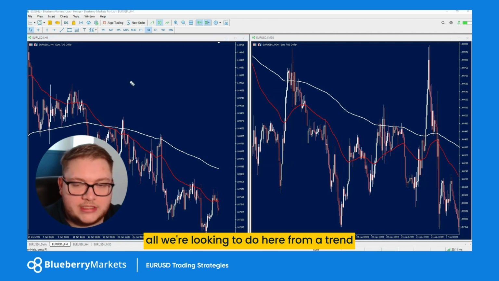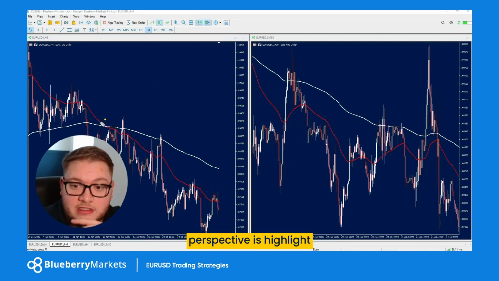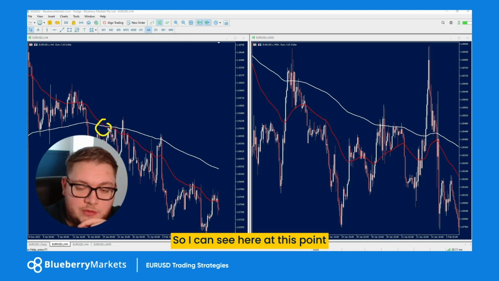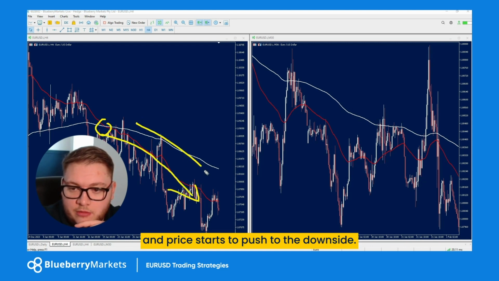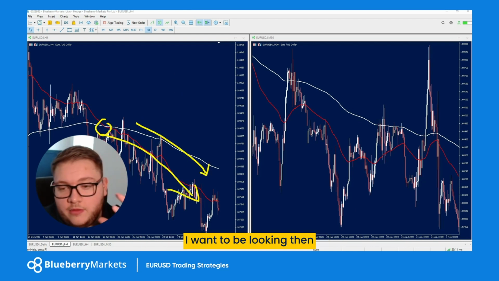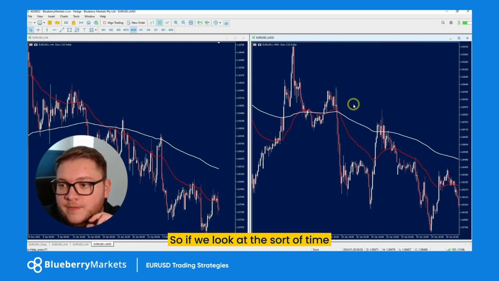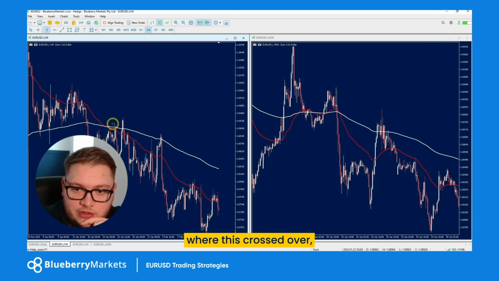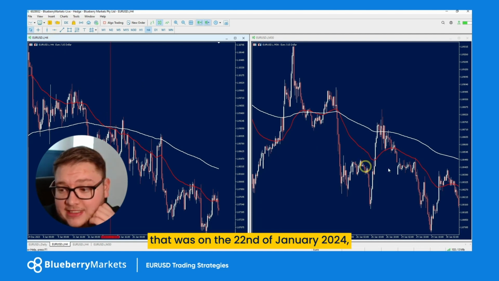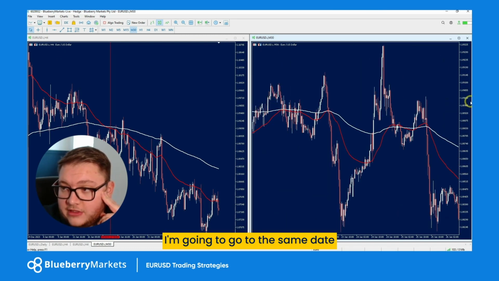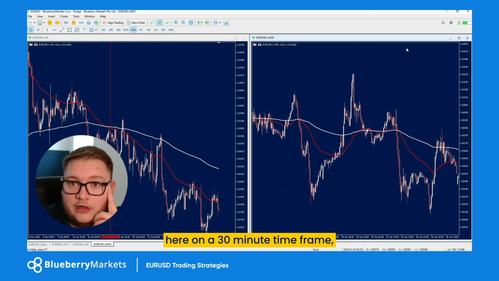So essentially all we're looking to do here from a trend perspective is highlight when the 50 and the 200 are in a trend. So I can see here at this point the 50 crosses below the 200 moving average and price starts to push to the downside. I want to be looking then at 30-minute crosses over for opportunities. So if we look at the sort of time where this crossed over, that was on the 22nd of January 2024. I'm going to go to the same date here on our 30-minute time frame.